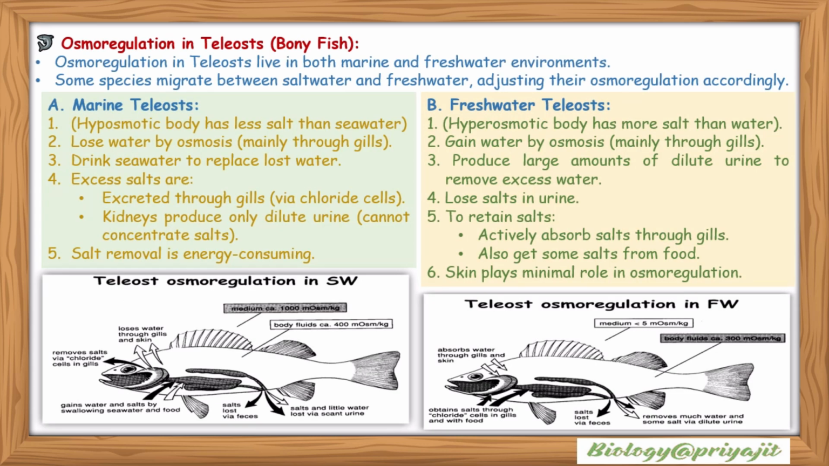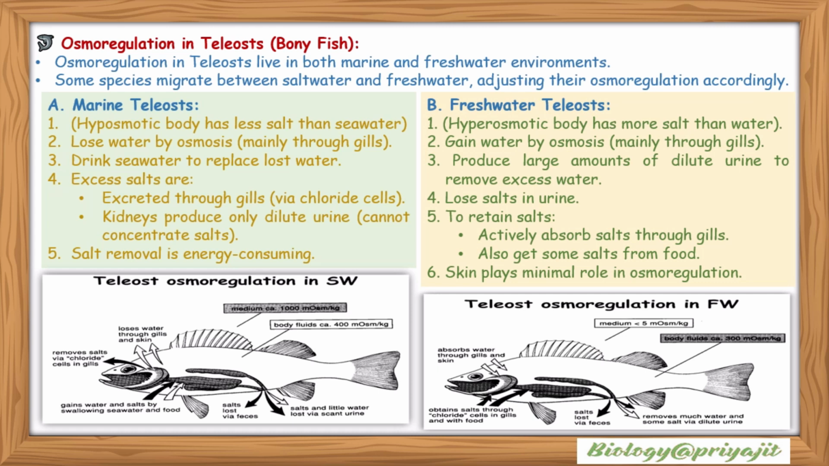Osmoregulation in teleosts or bony fishes. Teleosts live in marine and freshwater environments. Some species can migrate between saltwater and freshwater and adjust their osmoregulation accordingly. In the case of marine teleosts, they have a hypoosmotic body which has less salt than seawater. They lose water by osmosis mainly through gills. They drink seawater to replace lost water. Excess salts are excreted through gills via chloride cells. The kidneys produce only dilute urine which cannot concentrate salts. Salt removal is an energy consuming process.